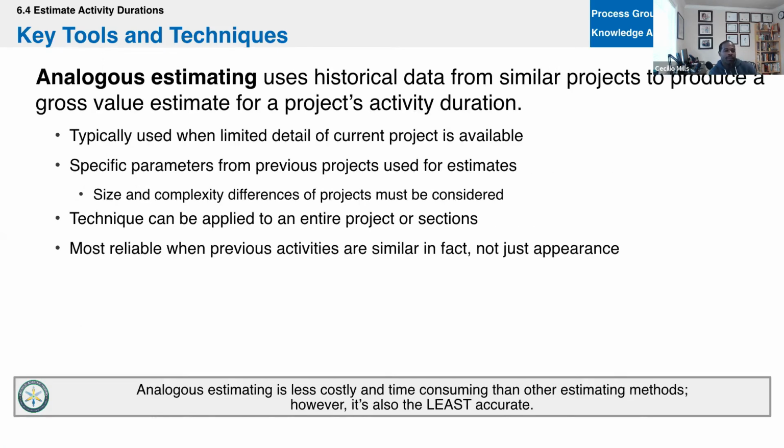All right, so here's some examples of when you would use analogous estimating, when you might have limited detail. But reliable when previous activities are similar in fact, not just appearance. So if you're doing projects of the same nature all the time, analogous estimating is perfectly acceptable. It's what you should be doing. It's the quickest, it's the least costly. We see that at the bottom. Yes, it's the least accurate, but if you know that you're within a standard deviation or something like that, well, then this is what you want to go with.